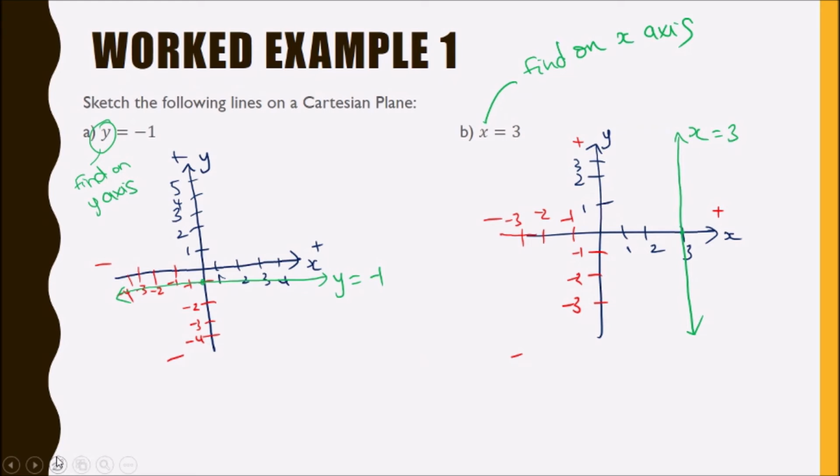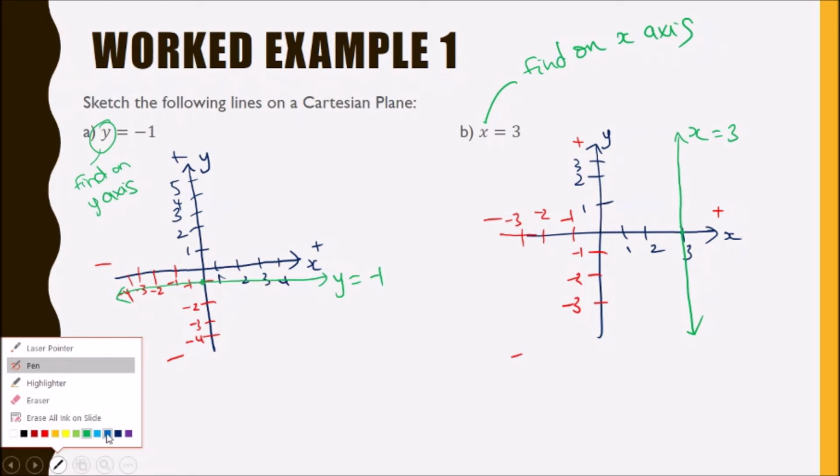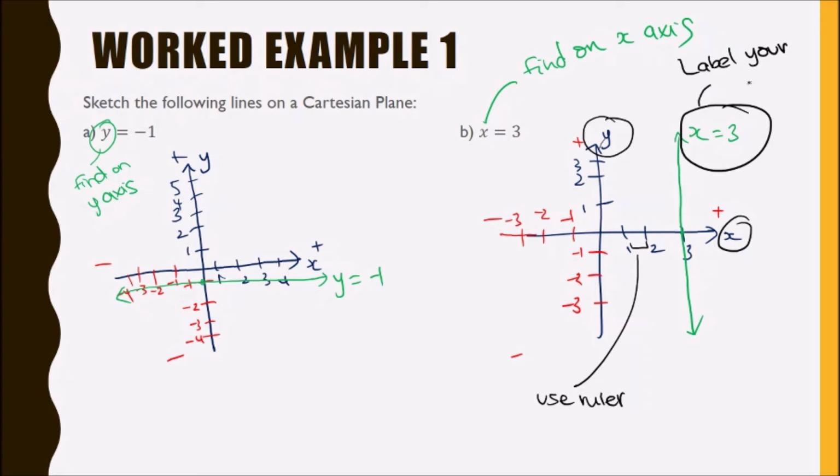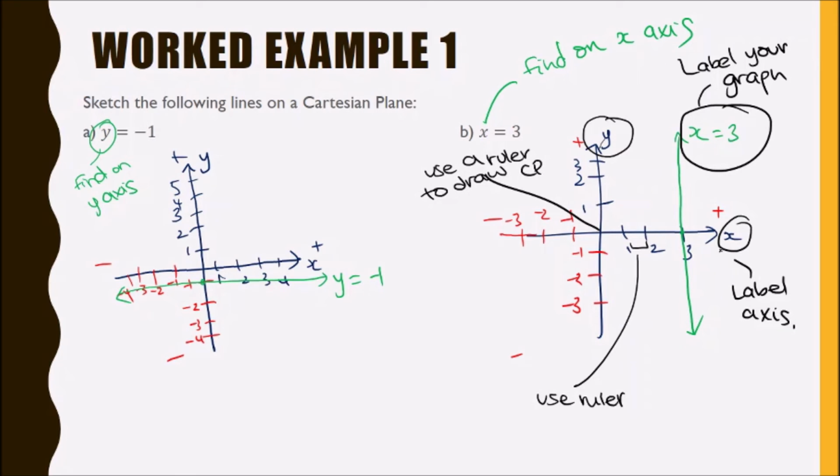Okay, so a few things that you just need to remember to do. You need to make sure you label your x and y axis. You need to make sure you use a ruler to do your intervals. You need to make sure you label your graph with the equation. I'll just write label axis. And you need to make sure that you use a ruler to draw your Cartesian plane, CP. And you have to show the intercept.